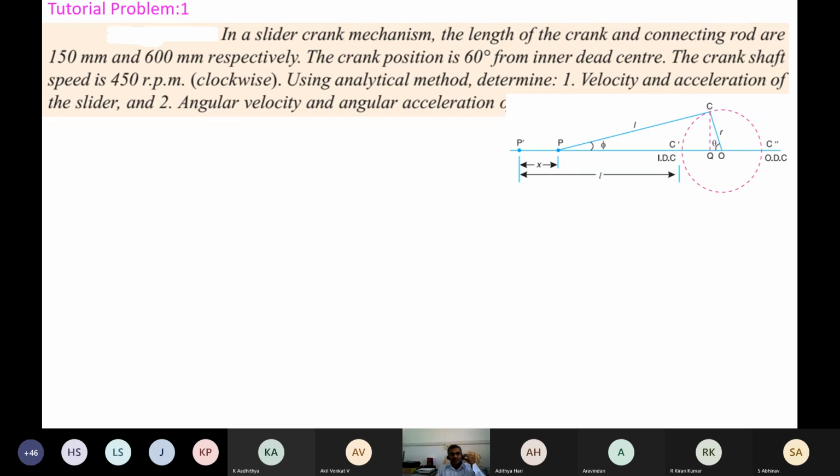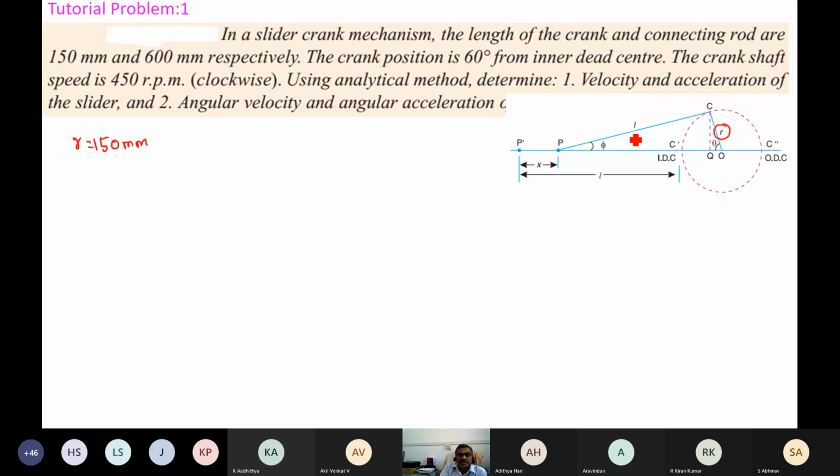So this is a given problem for you. Already we have discussed everything, the derivation already we have discussed. So in this problem, in a slider-crank mechanism, the length of the crank. What is the length of the crank? That is R. Length of the crank R is equal to 150 millimeter.